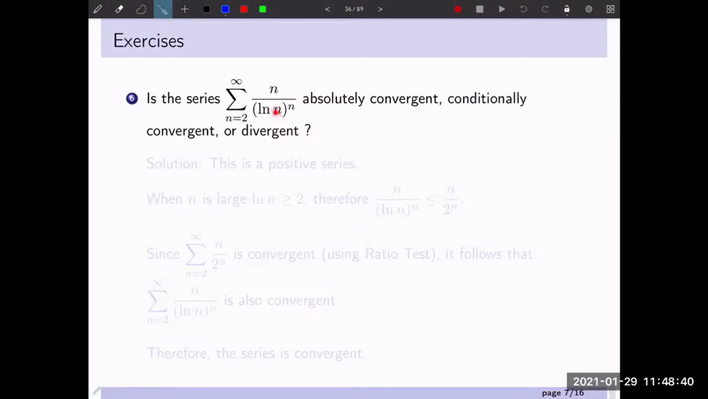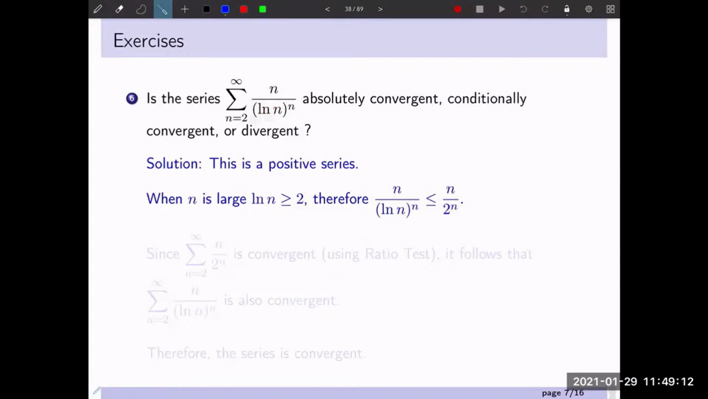So let's look at this question. First, we know this is a positive series. And I wouldn't use the ratio test for this question, but of course you can try. You can try to use that. But because this question looks so simple, we have a big number to the power n in the denominator. If you have a big number to the power n, then although this number is not fixed, you should know that it is a big number, right? When n is big, this is big.